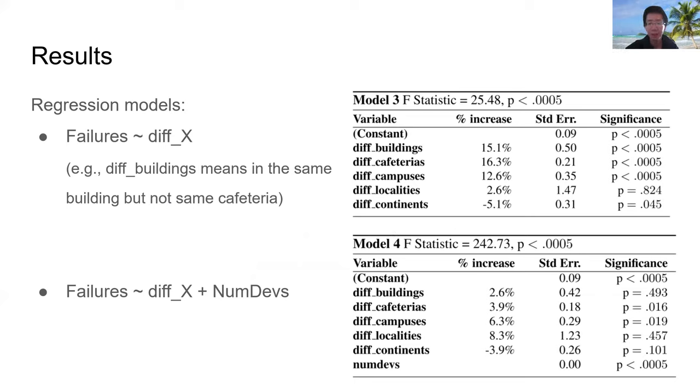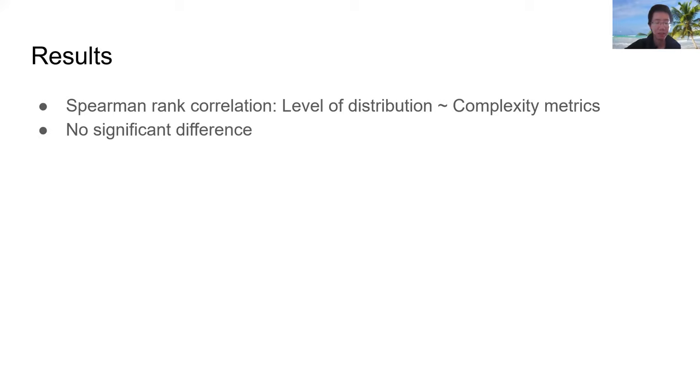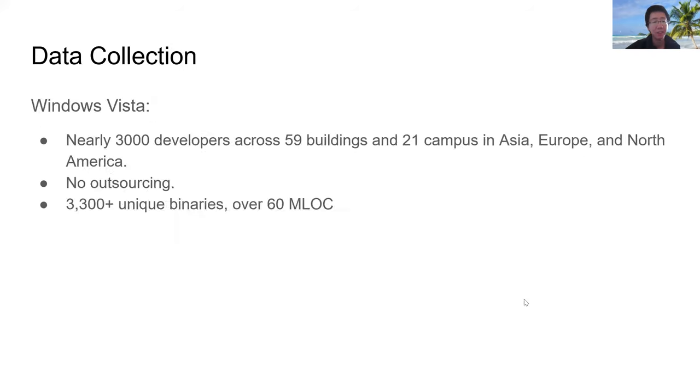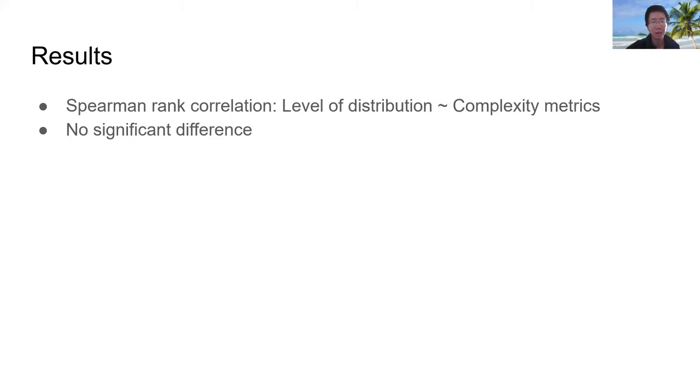So basically, how to interpret the table here is: if the binary is developed in the same building but not the same cafeteria, the failure rate will increase by 15%. I think that's how it works. And then they also have another model by adding the number of developers. Which I think is interesting is that they try to remove the possible effect of complexity here, but they do not use a regression model. They just use a correlation model, and then they decide that there is no significant difference between the complexity of binaries developed by distributed teams and co-located teams. Which is kind of interesting.